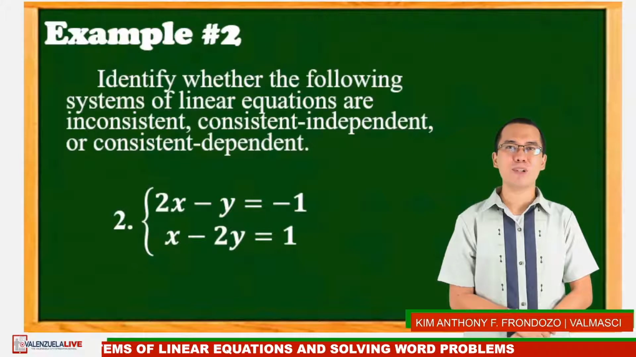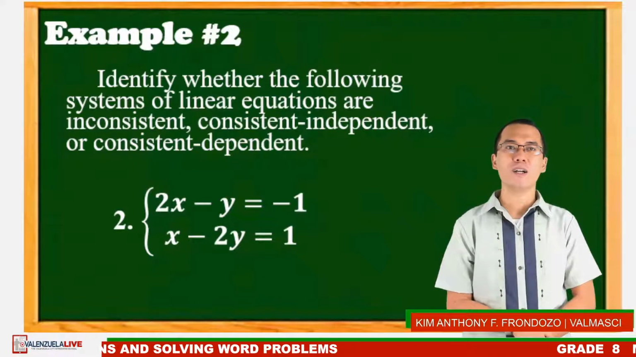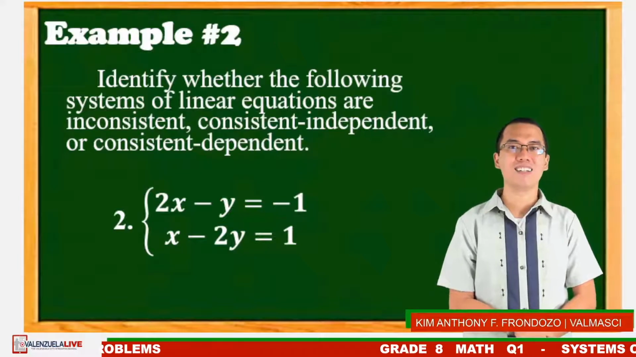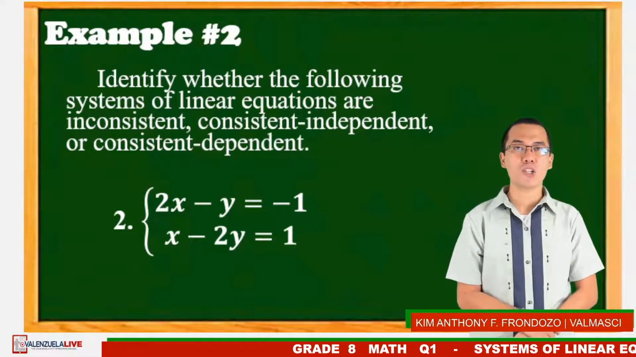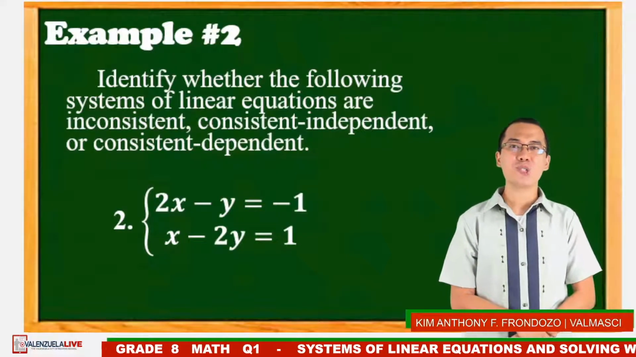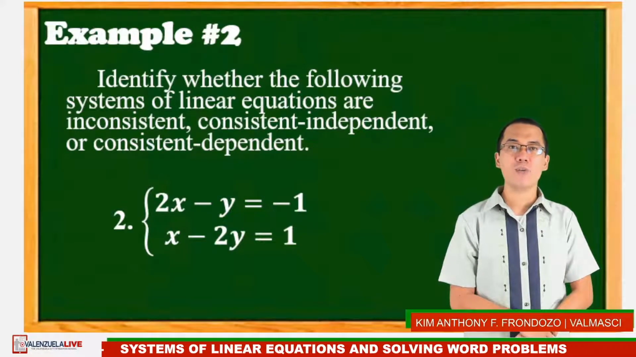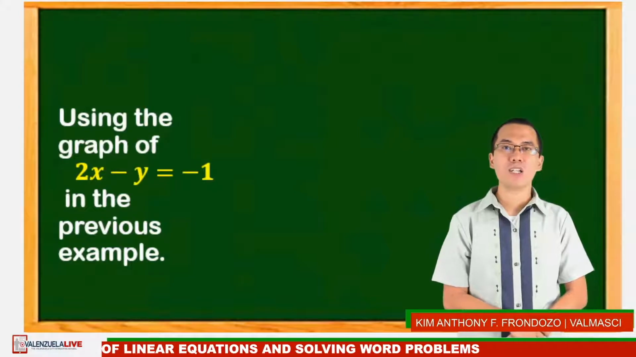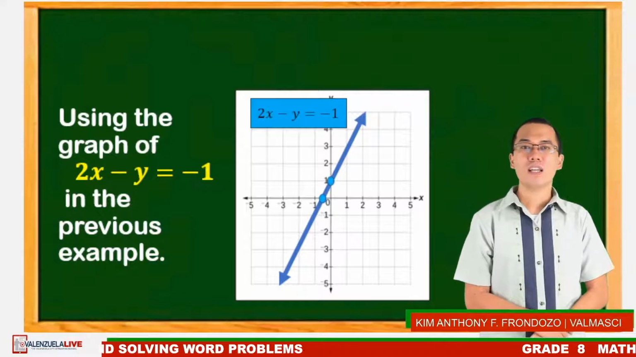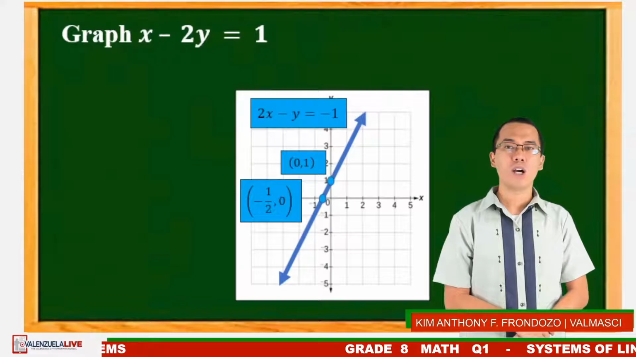Now, let's have example number 2. Identify whether the following system of linear equations is inconsistent, consistent independent, or consistent dependent. So our equations are 2x minus y equals -1 and x minus 2y equals 1. Using the graph of 2x minus y equals -1 in the previous example, we will just graph it in the Cartesian plane. So we will just solve and graph the second equation, x minus 2y equals 1.